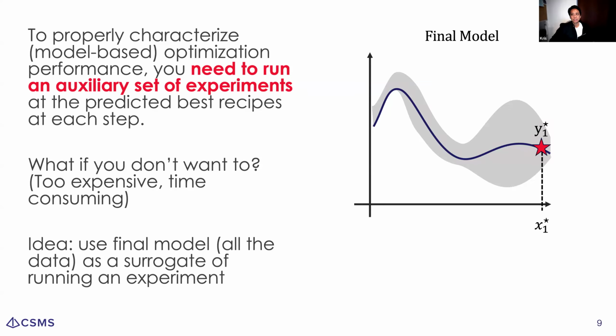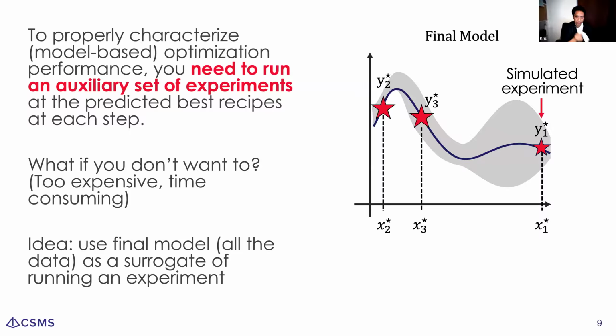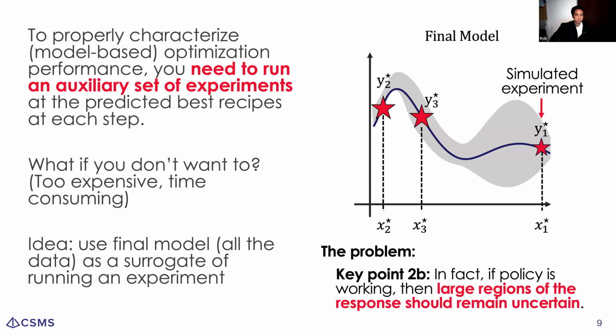You're like, okay, this is what my final model says we would have gotten if we ran the experiment. So I'll just use that instead of running the experiment. And since this is a simulated experiment, you repeat this throughout for all your other inputs. Okay, and that's an okay idea, except for, again, key point number 2B.